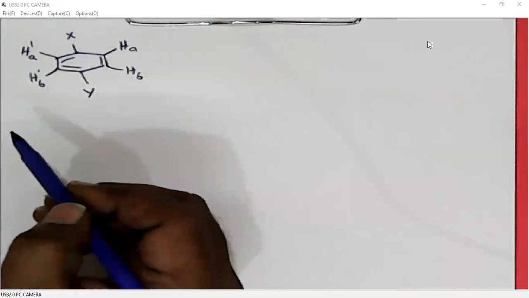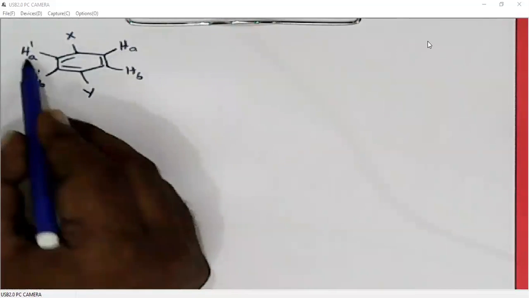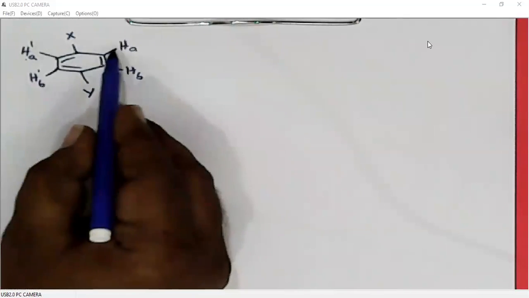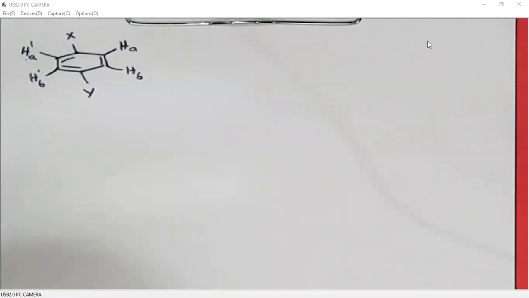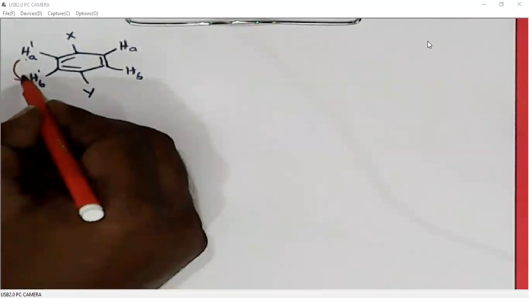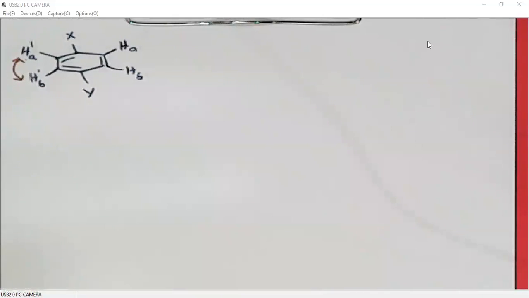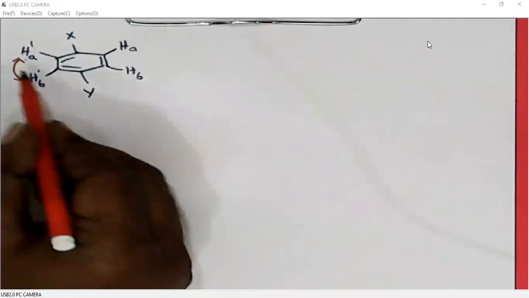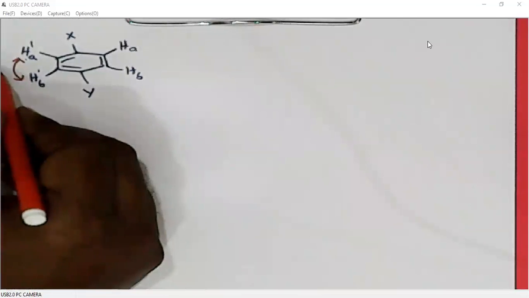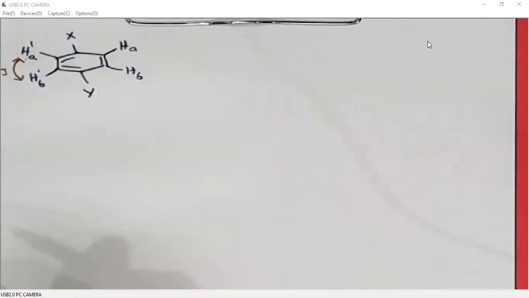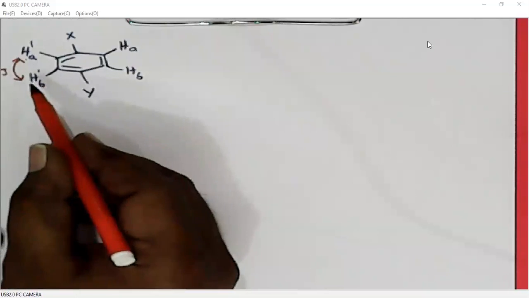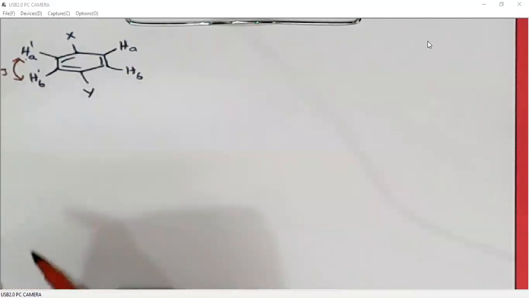As we said, these two are chemically equivalent. They are magnetically equivalent. These two are chemically non-equivalent, so they will split each other. We will observe a 3-bond coupling here, a 3-bond coupling here. When we say chemically non-equivalent, we can also say magnetically non-equivalent.